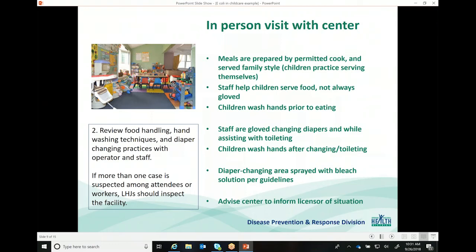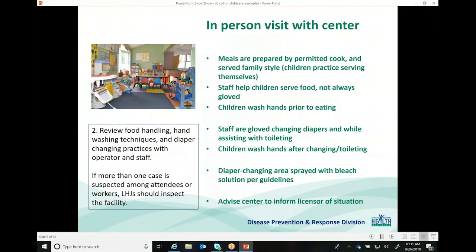Advise those practices to change temporarily for family-style eating. Family-style eating is actually something that's encouraged by licensing, but in this kind of setting, it might be a good idea to limit that for the time being. And then gloves, spoons, tongs, all of those should be used to serve food always, so there should be no bare hand contact with the food.